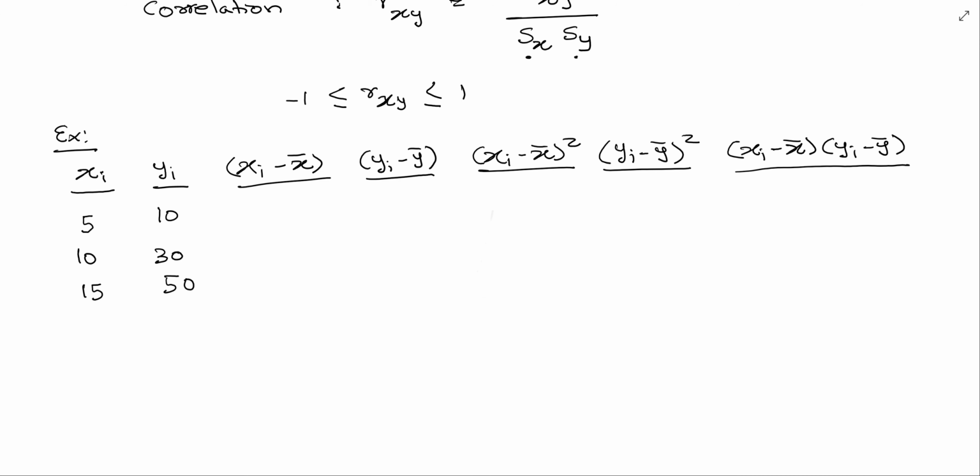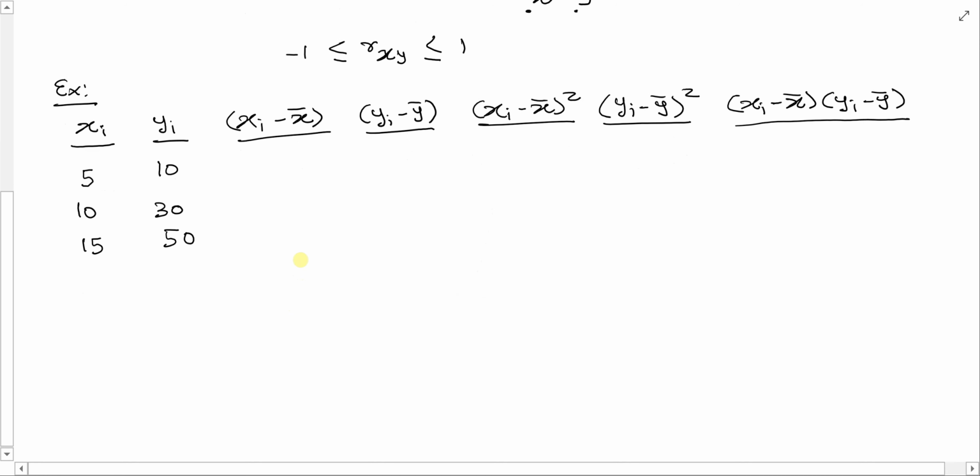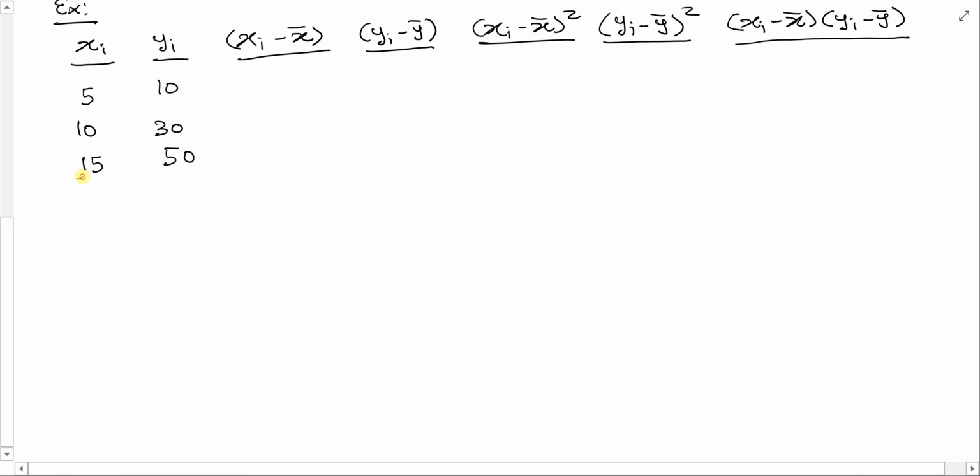How much is x bar? X bar is nothing but the mean of x, which is basically sum of all the xi divided by n. And for y bar, you will have to add all the y values divided by n, right? So we have a sum total of 5, 10, and 15 to be 30, and n is 3. You have 3 observations, and hence x bar turns out to be 10. And similarly, y bar turns out to be 90 over 3, which is nothing but 30.